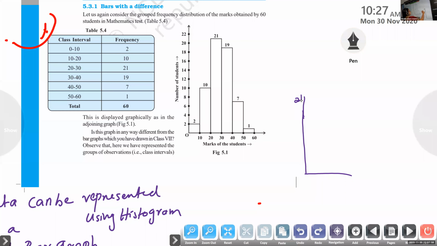Suppose the frequencies range from 10, 18, up to 75. Then we will choose 0, 10, 20, that way. If we choose 2, 4, 6, 8, the length of the grid won't be enough. So we will choose 10, 20. As we wish, we can choose according to the length of the graph paper. If you want, you can shade this.